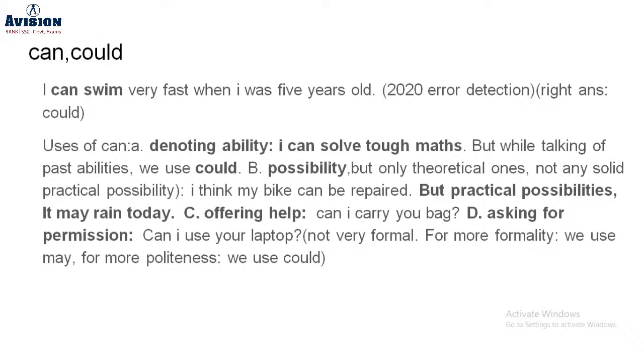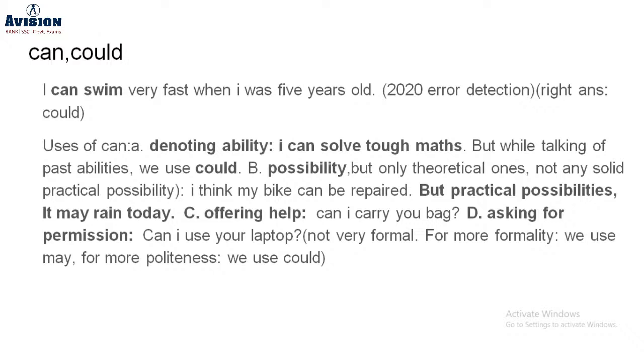So that is why here we use could. When we talk of past abilities, we use could. So you need to keep in mind that there is a difference. When you're talking about the present time, you have to use can, for denoting your ability, anyone's ability for that matter. But when the situation is about a past time, we use could.